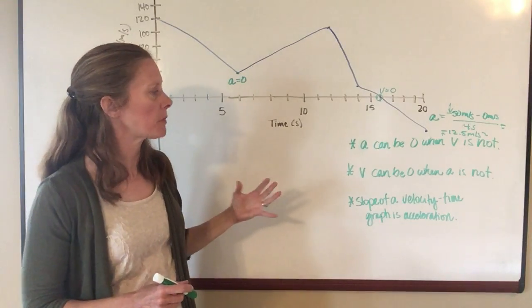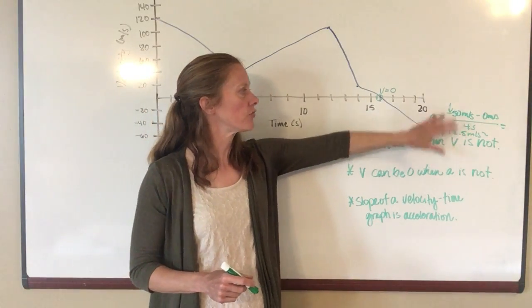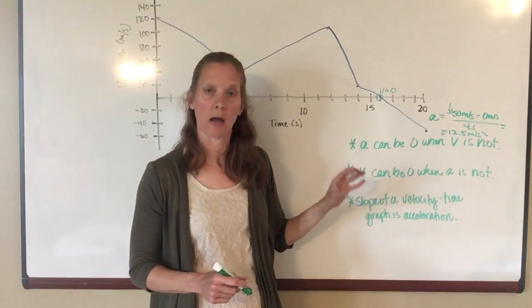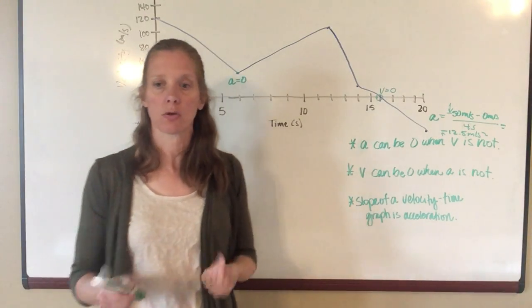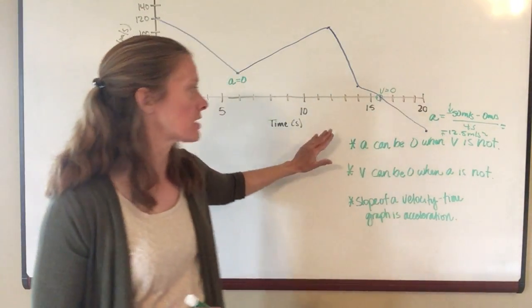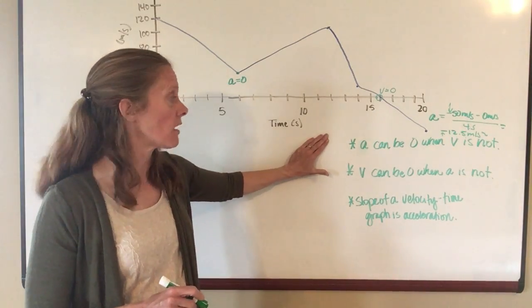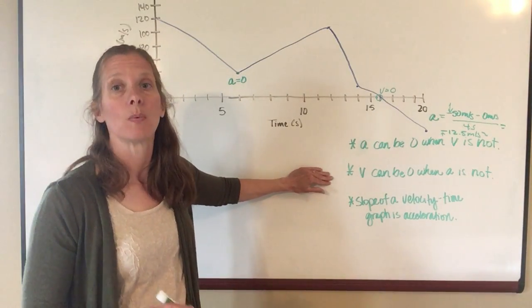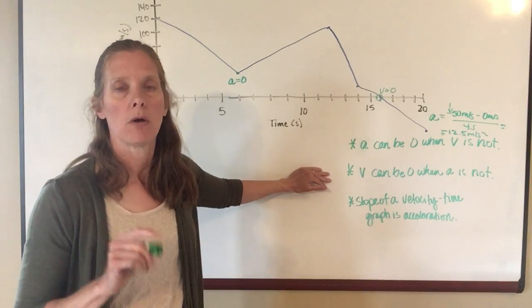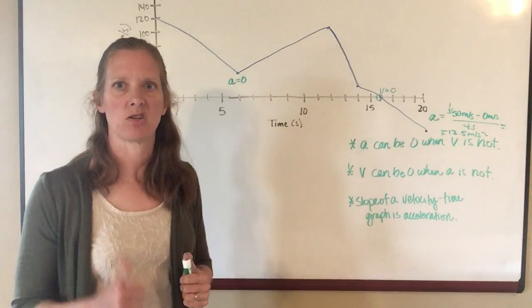And so again, keep in mind that when your acceleration and your velocity have the same sign, you are actually going to be speeding up. So acceleration can be 0 when velocity is not. Velocity can be 0 when acceleration is not. Two really important points that you need to cement in your head well.